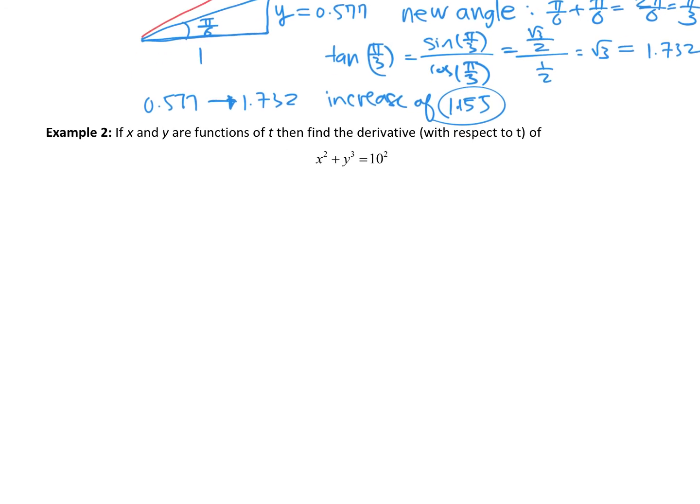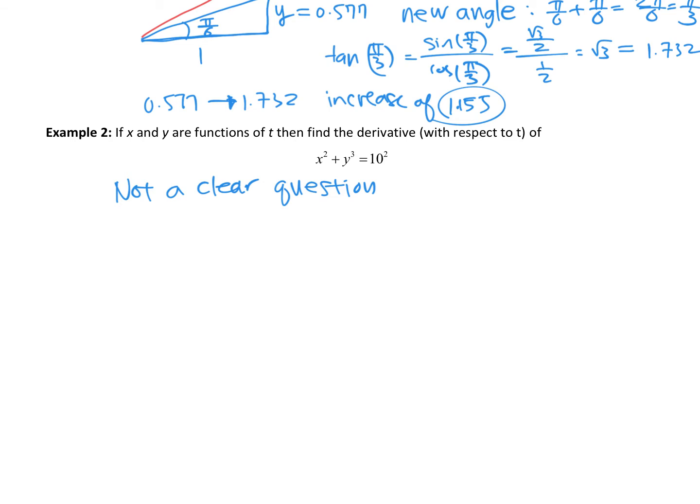Example 2: x and y are functions of t, then find the derivative. Again, this question doesn't seem clear. There's x and there's y, and they're saying it's t. So t is the variable, x is also a variable, y is a variable, and they're related to t. They say to find the derivative. They didn't even say dx/dt or dy/dt, so this is not a clear question. They didn't say which derivative they want, because now we have a bunch of other variables, so which one are we talking about?